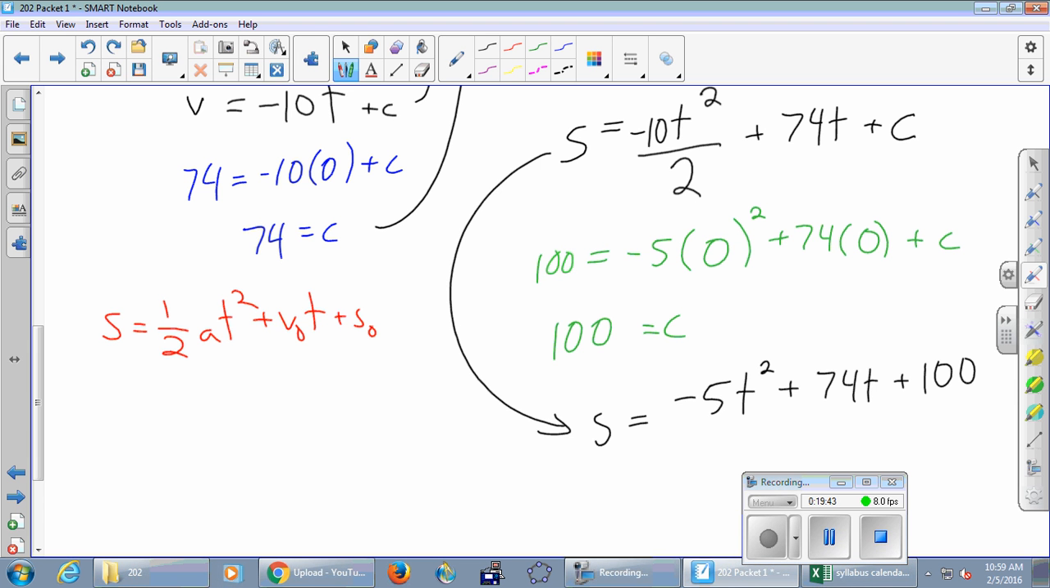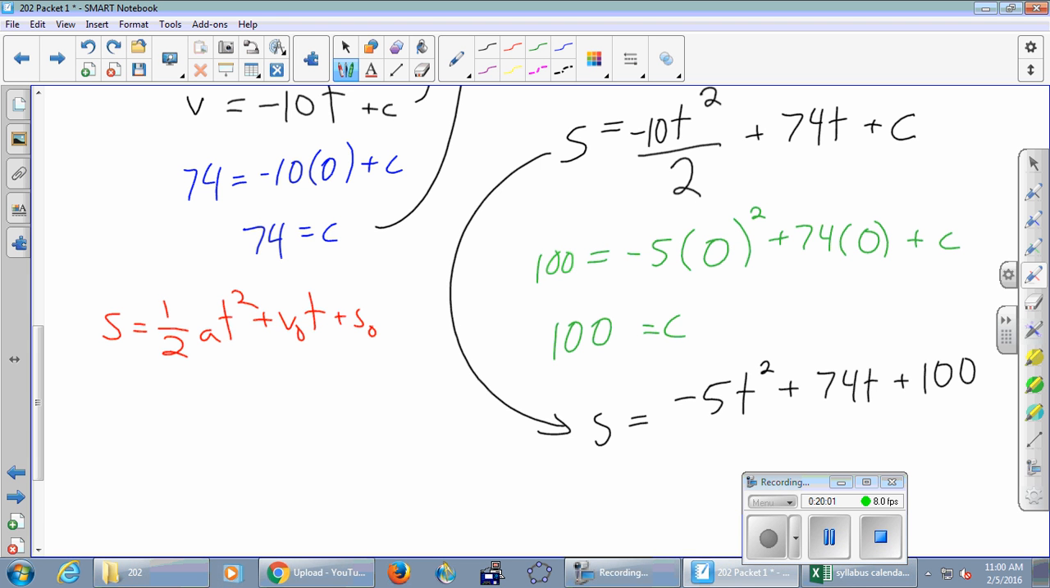The 74t, and the 74 became the value of c, because t equals 0 blanked out whatever happened to be elsewhere in the equation. So the initial velocity is always going to end up there. I have a plus S0. What is that? 100. It's always going to be that guy, because plugging in t equals 0 is going to blank out all the stuff before the plus c.